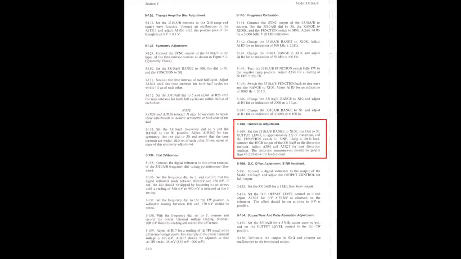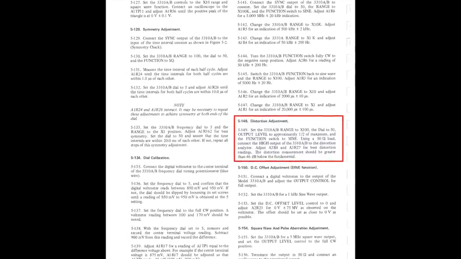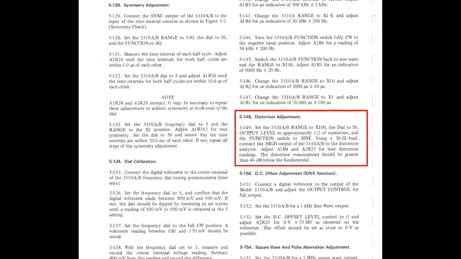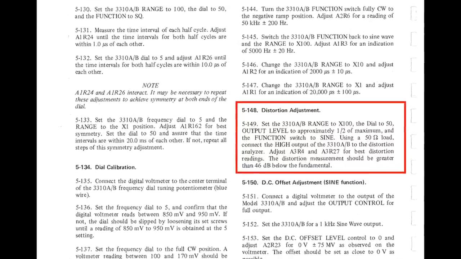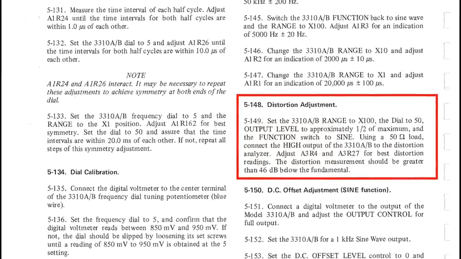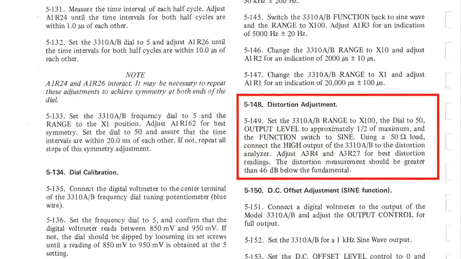Onward to the sine wave adjustment, trying to minimize distortion. They call for a distortion analyzer, which I actually have, but since I have the spectrum analyzer on the bench, I'll use that instead. And you should do the same if you have a digital scope, simply use the FFT function to get the spectrum of the signal and follow the same procedure for minimizing the harmonics.